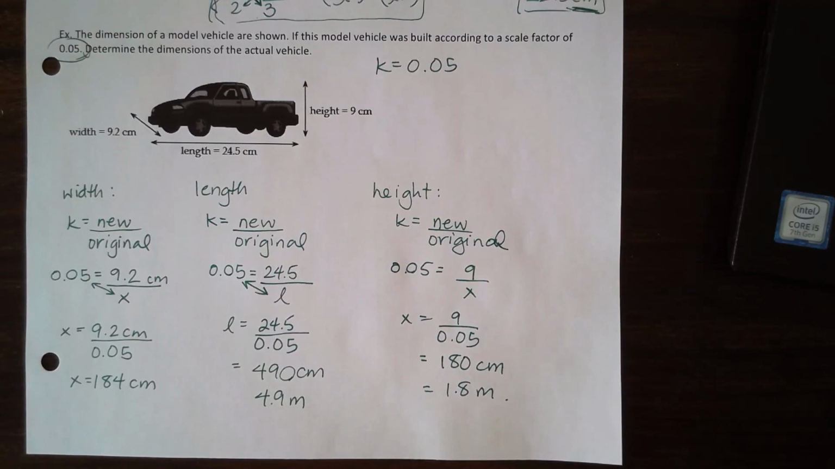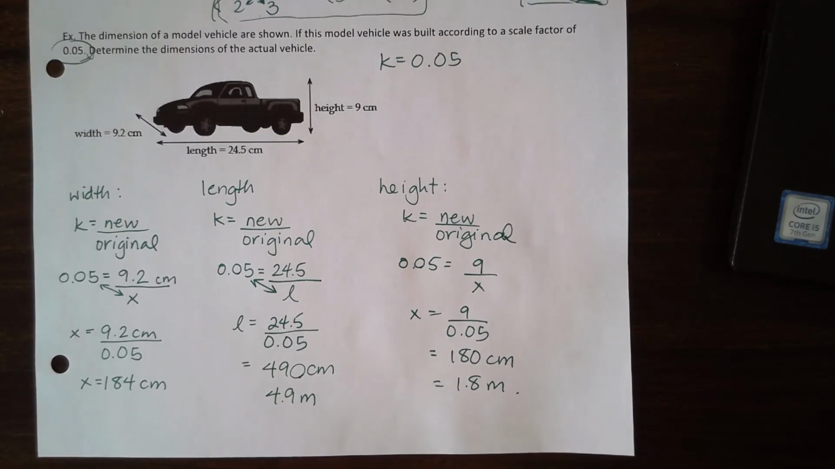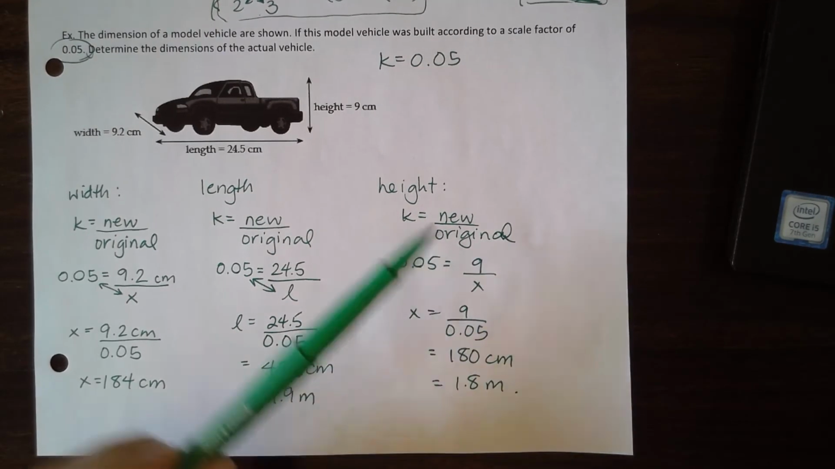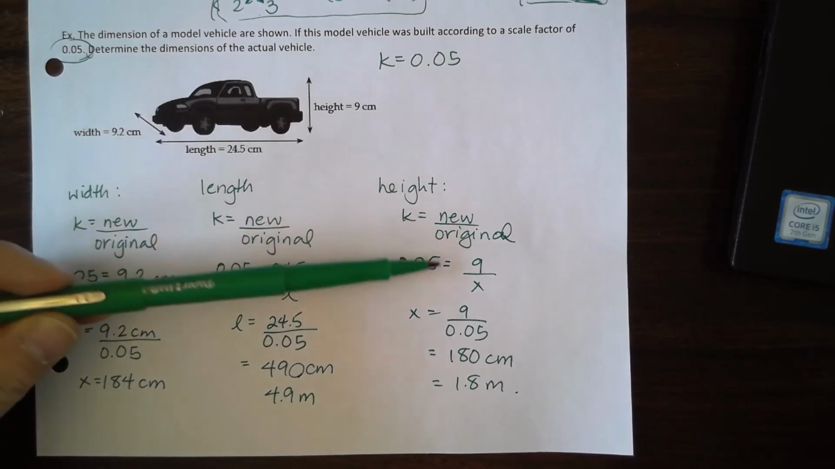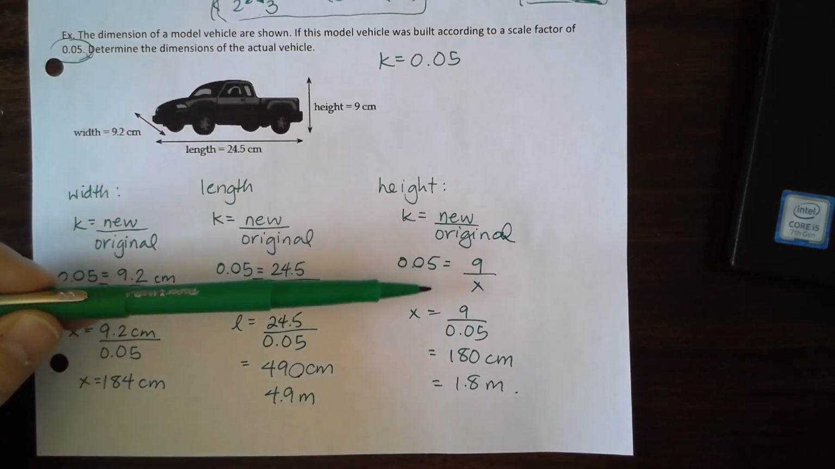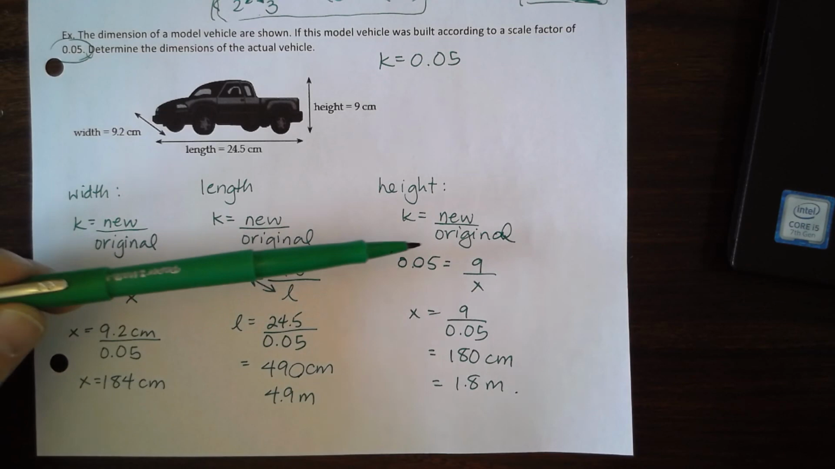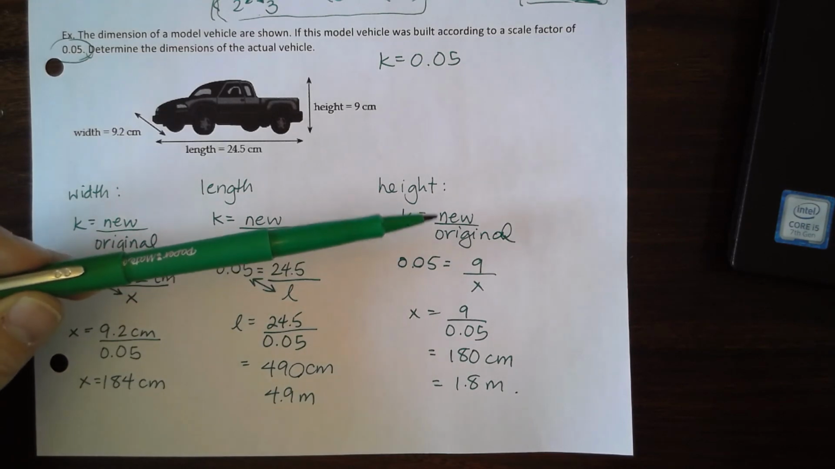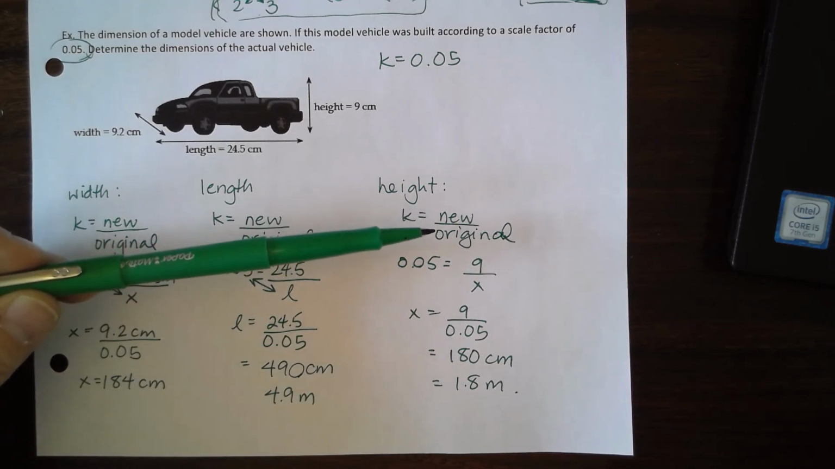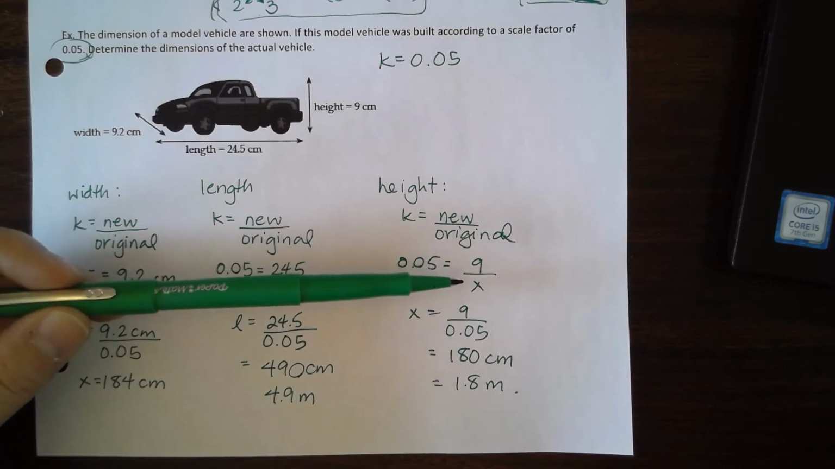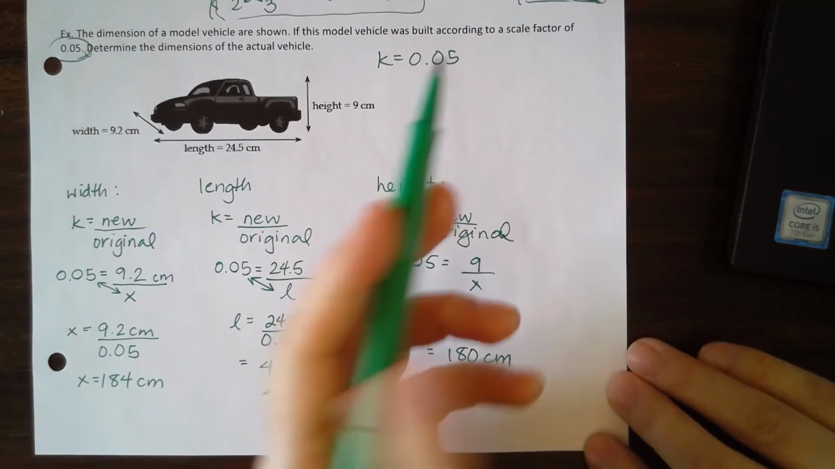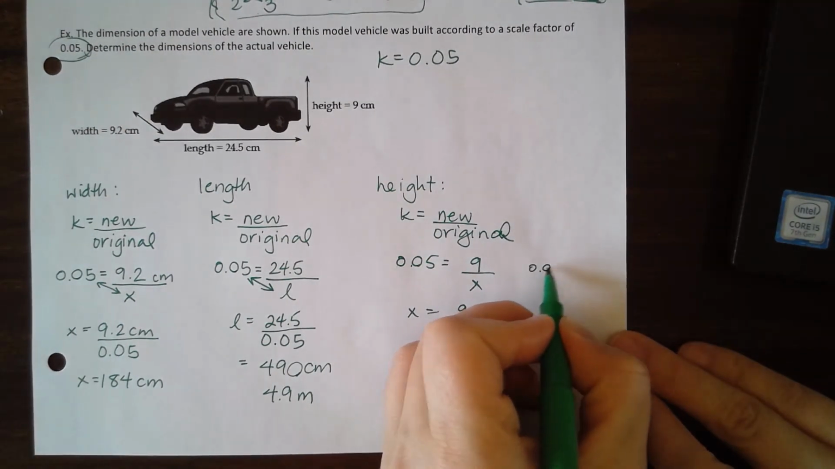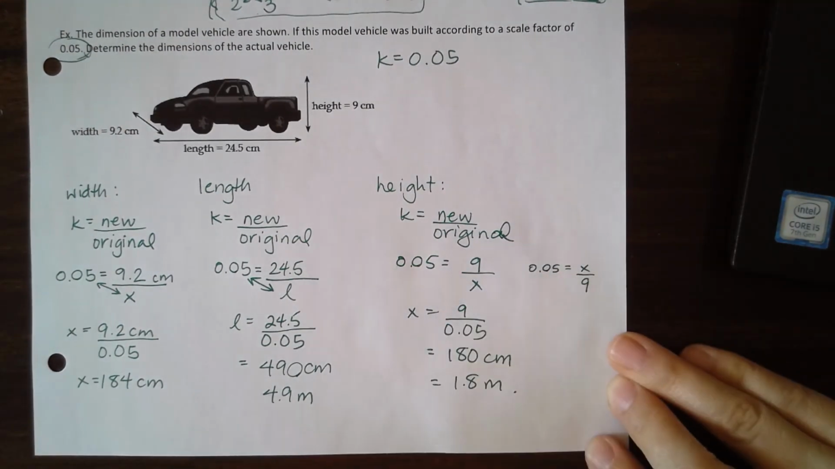Again, very reasonable. And the reason I'm talking about this kind of reasonableness is, what if you had switched these guys around? What if you mistook which one was the original and which one was new, because you weren't thinking about the fact that this is a number so much smaller than 1, and that our new needs to create a reduction? Let's say you just forgot about that, and you had these guys flipped around, and you were solving 0.05 equals x over 9.